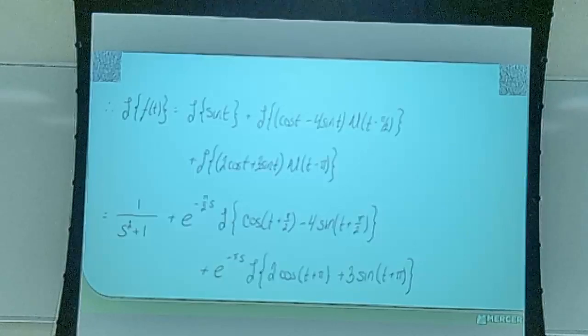That's a problem. What's the transform of cosine of t plus pi over 2?